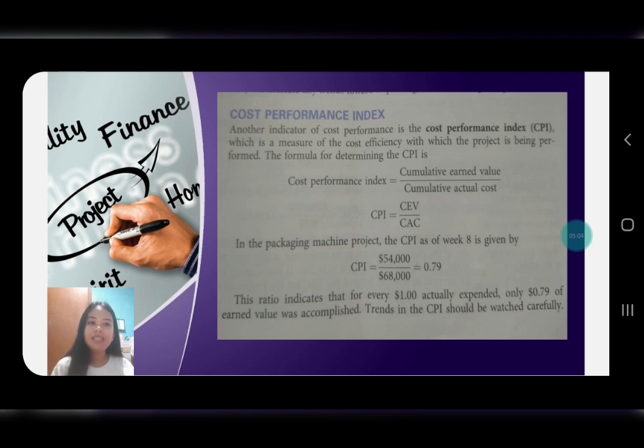In the example that was given, the packaging machine project, it's 54,000 pesos divided by 68,000, which is 0.79. This ratio indicates that for every 1 peso actually expended, only 0.79 of earned value was accomplished. So trends in the CPI should be watched carefully.